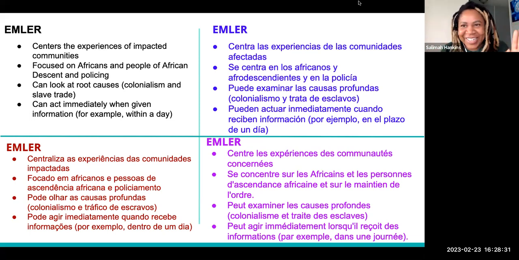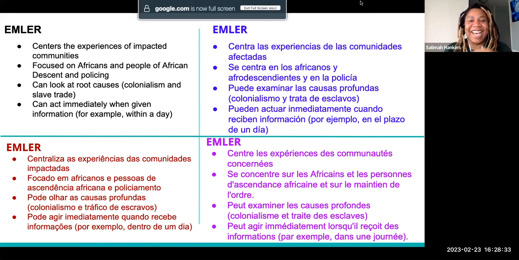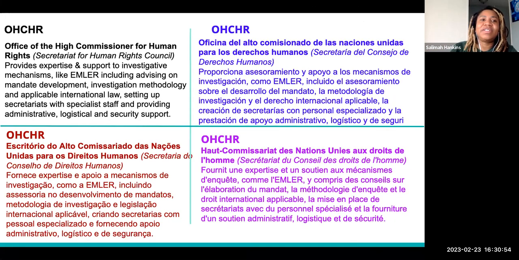We're almost there. It's a lot. I'm going to talk about the Office of the High Commissioner for Human Rights. It is a secretariat for the Human Rights Council. And usually when we say secretariat, we mean they support the work of that body. So they help to implement the work of that body. They're not the only implementation, but that's what they do. They support that.